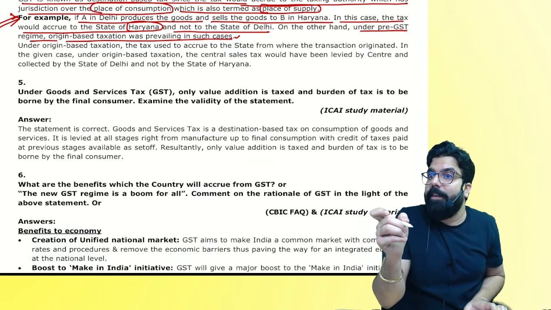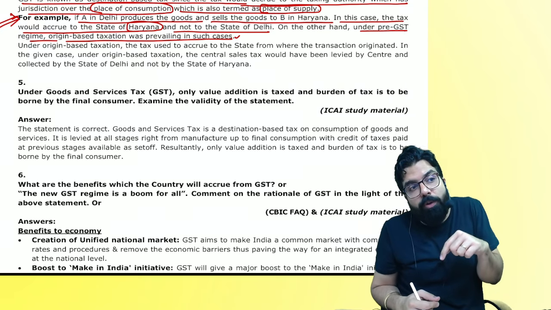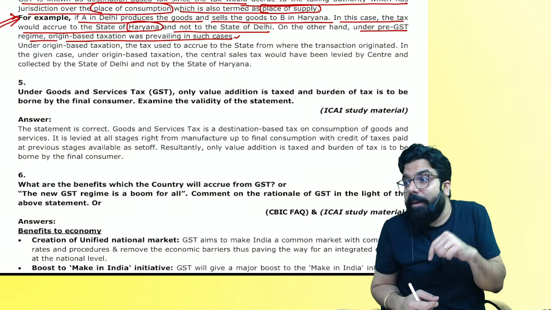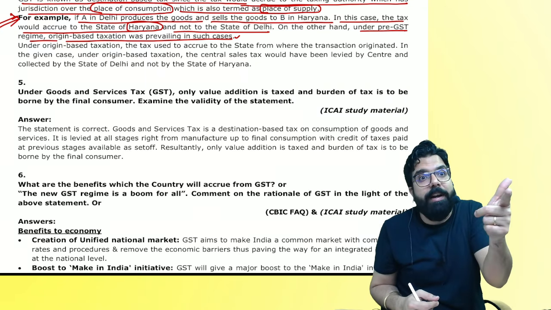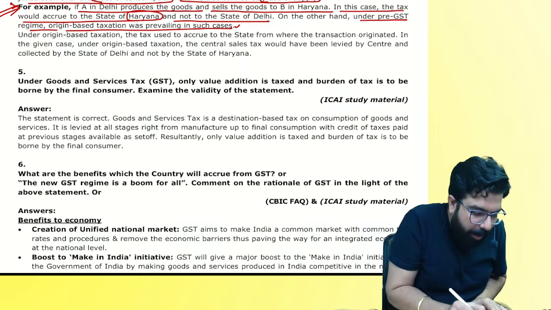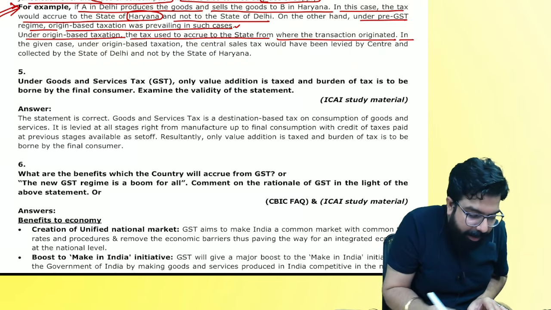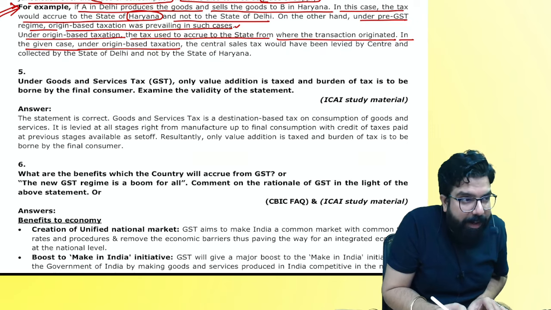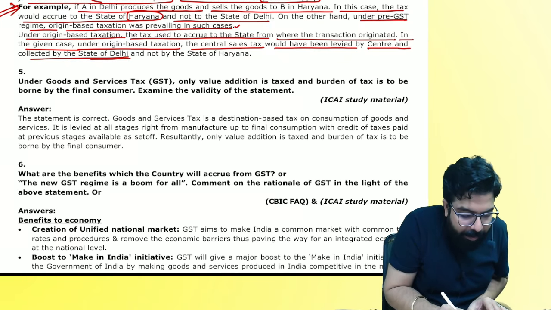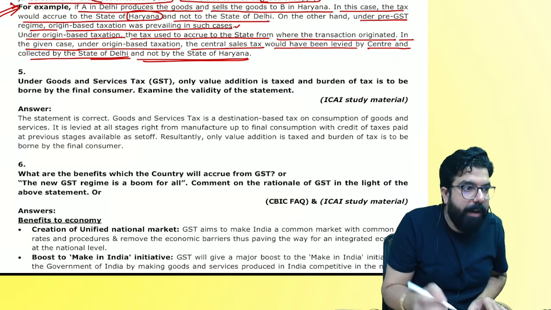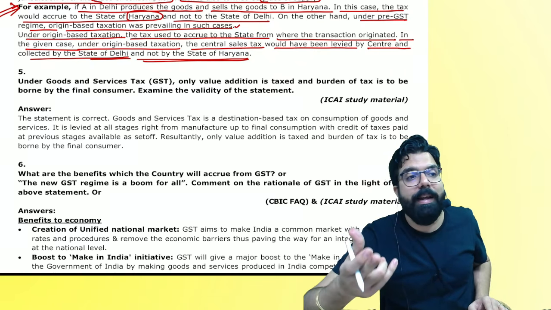CST. One state to another state. What was charged, everyone? CST. And the CST used to remain with whom? Origin government. Did the destination state person get the credit? What will happen? No credit then. Cascading effect. Under origin-based tax, the tax would accrue to the state from where the transaction originated. In the given case, under origin-based taxation, the CST would be levied by the center and collected by the state of Delhi and not by the state of Haryana. Are we clear? CST, central sales tax, used to go to the home, origin state, and it would never go to the destination state.